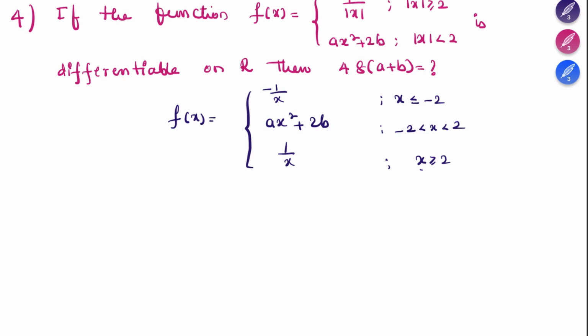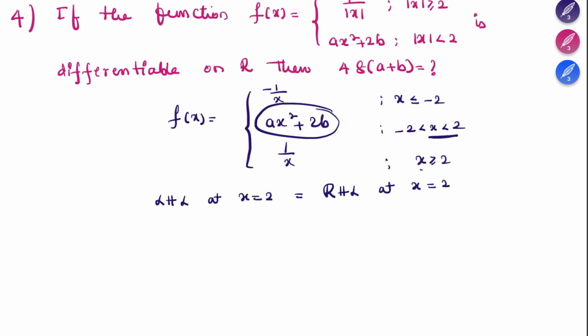f is continuous at x equal to 2 means the left hand limit at x equal to 2 should be equal to the right hand limit at x equal to 2. Also, of course, the function value is also equal. Now the left hand limit at 2 means you substitute 2 directly in the left function, ax square plus b. You substitute x value 2. That gives you the left hand limit at x equal to 2.